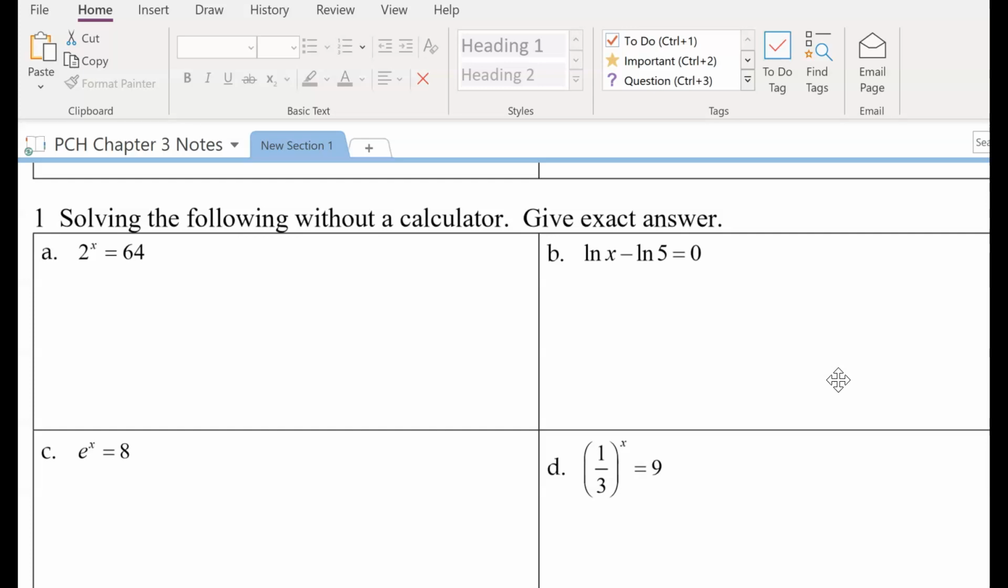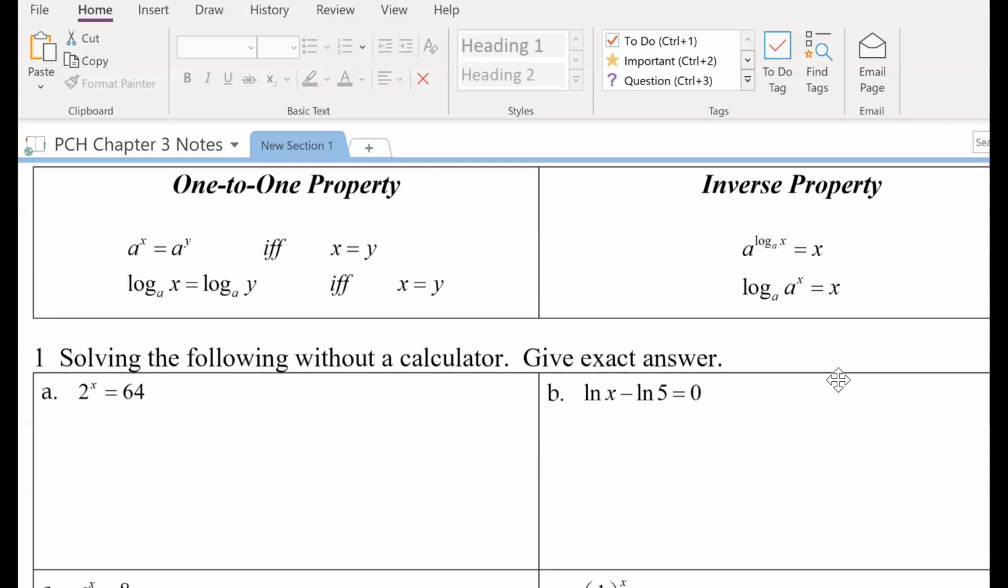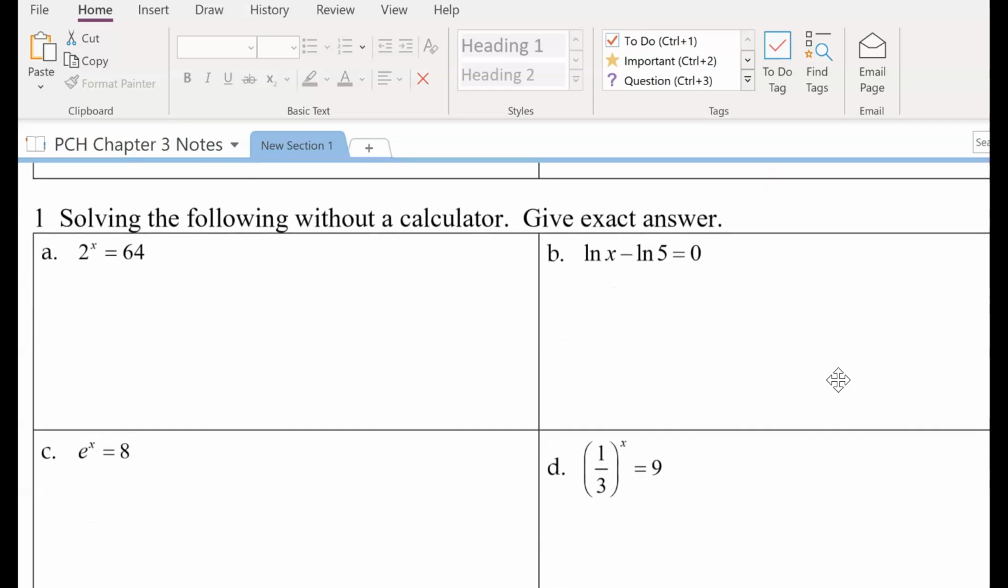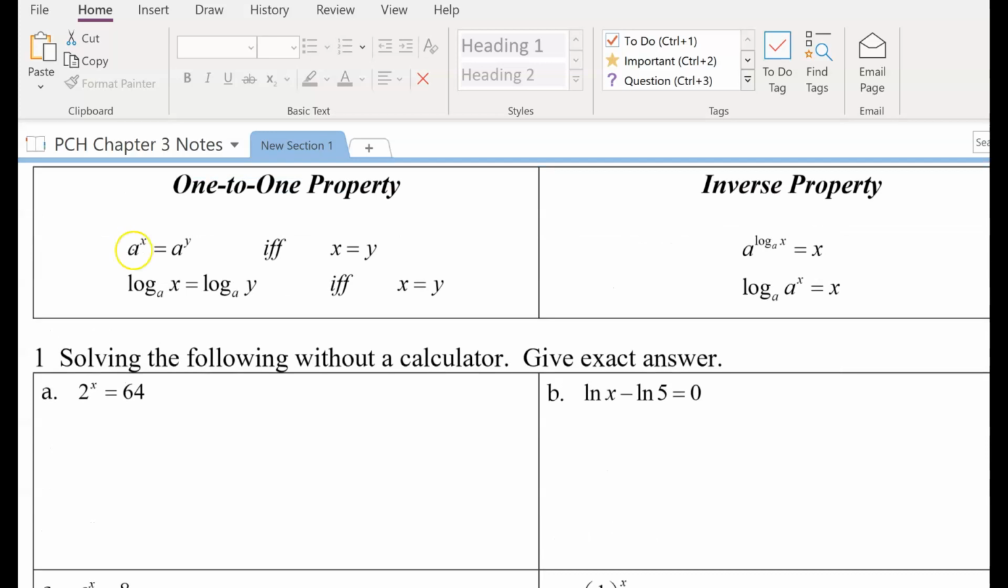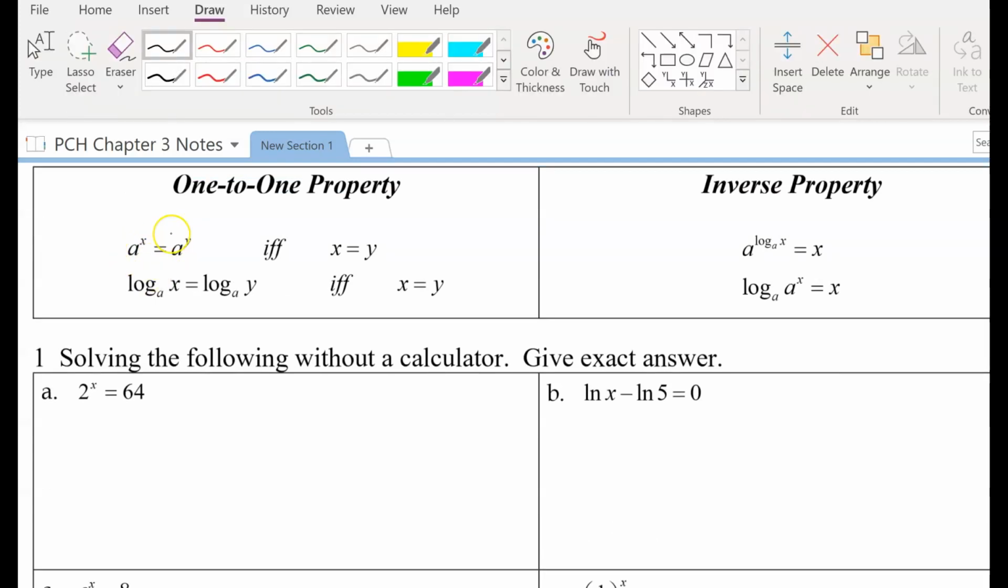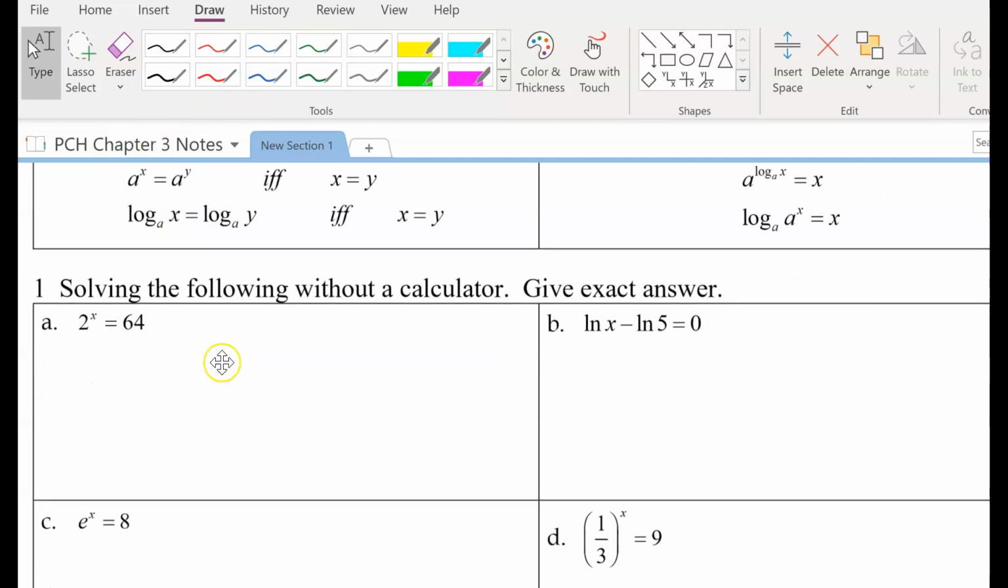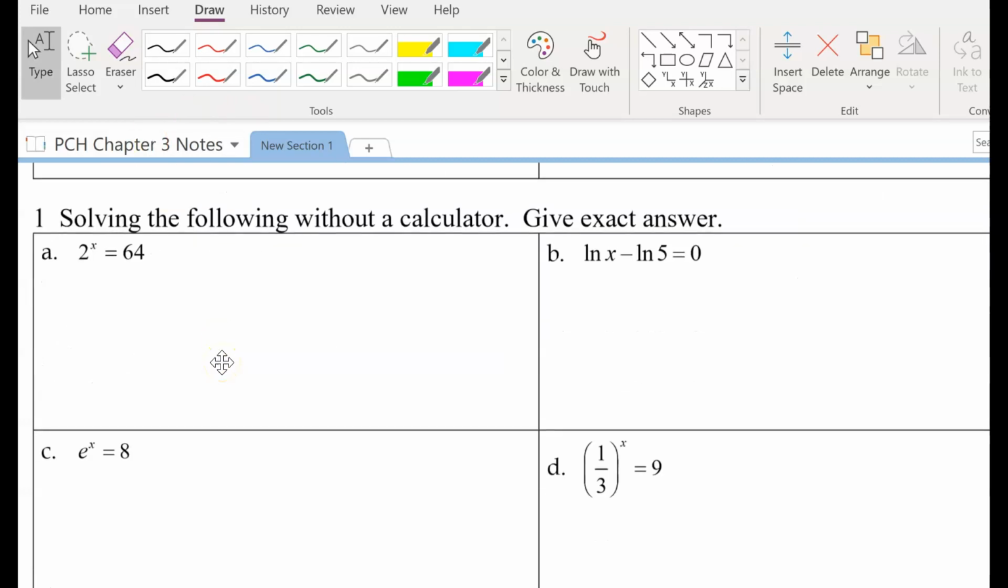So for this first example, if we're going to use our one-to-one property, we need to make sure we have the same base, because you'll notice here that these both have the same base of a. So what we need to do is rewrite 64 in terms of 2. So I've got 2 to the x, and I know that 64 is 2 to the 6th, and now that they have the same base, I can simply see that x is equal to 6.